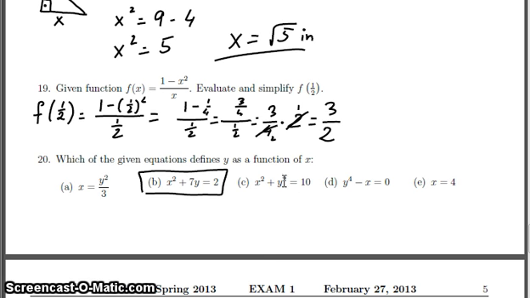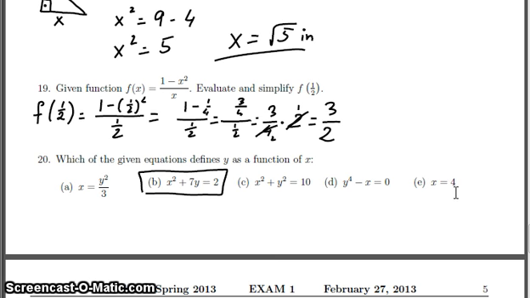Now C is definitely not a function. This is an equation of a circle, by the way. Again, y is squared. If you try to solve it for y, you get plus or minus the square root of 10 minus x squared. Y to the fourth minus x is equal to 0. Definitely not a function, because if you again solve it for y, you get plus or minus the square root of x, actually the fourth root of x.